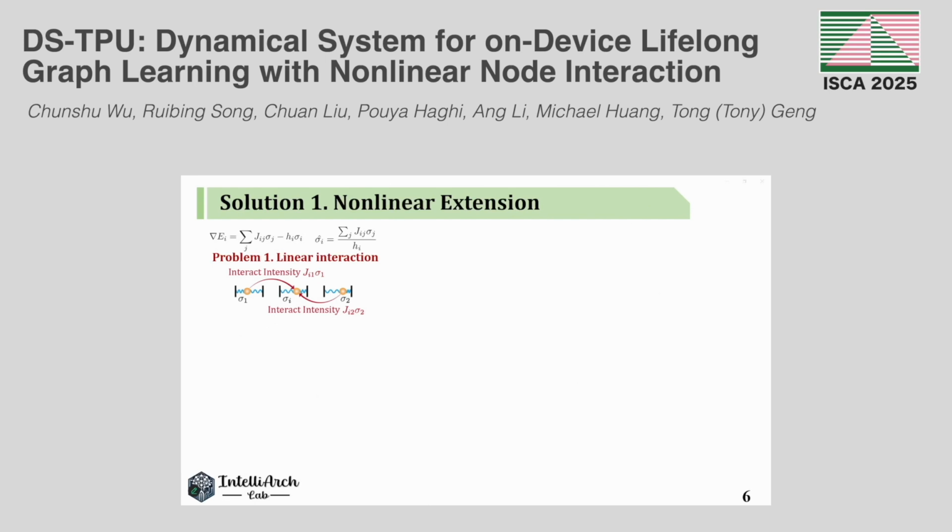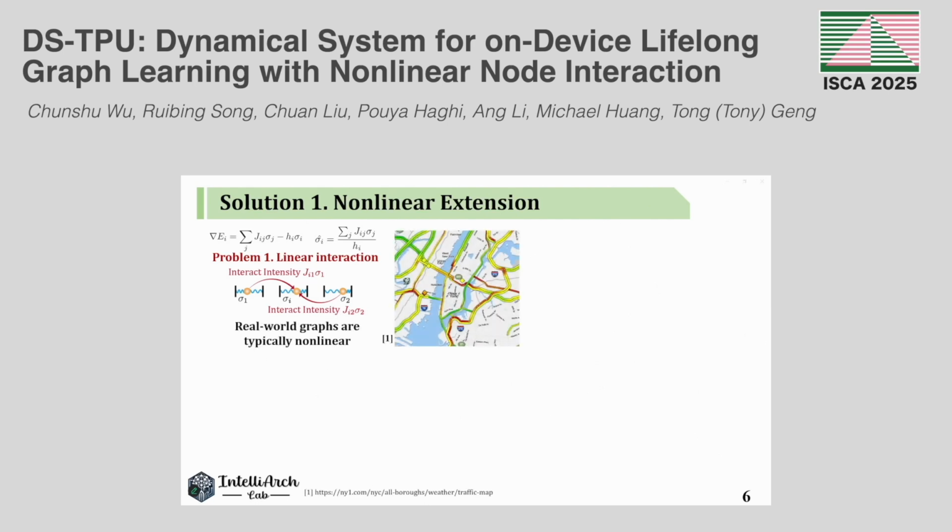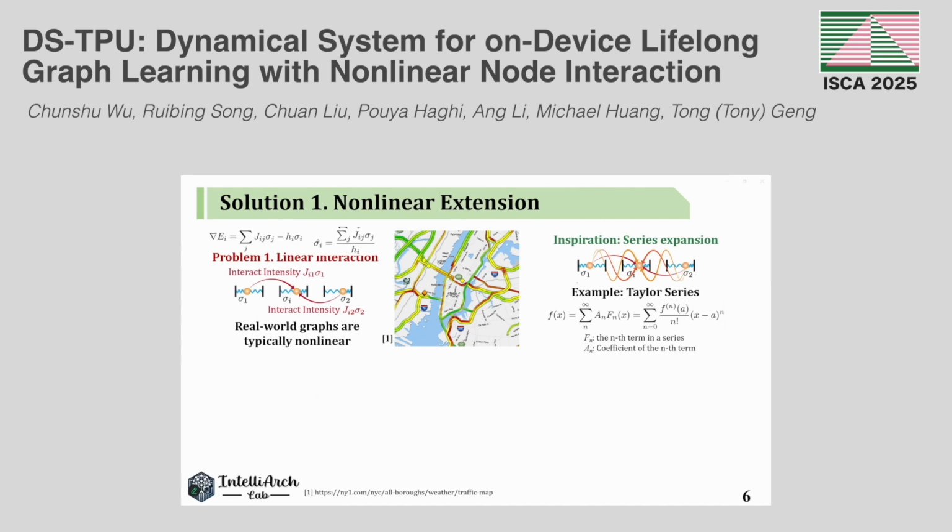Our first contribution is to propose a nonlinear extension method to this system. In fact, real-world graphs typically have nonlinear relations among variables. For example, in a traffic graph, a road segment may influence another in a very complex way. We realize that a nonlinear function can be expanded into a series. For example, the Taylor series is used to approximate a function near a point. So similarly, the relation between, for example, sigma i and sigma j, the 2 variables, can be extended accordingly. The hat above sigma i means it is an estimated value from the model.